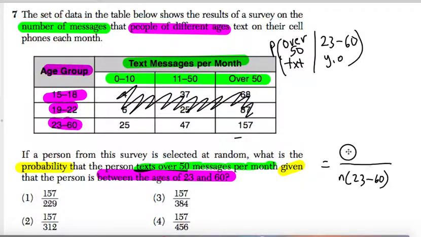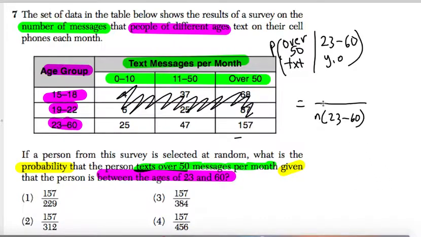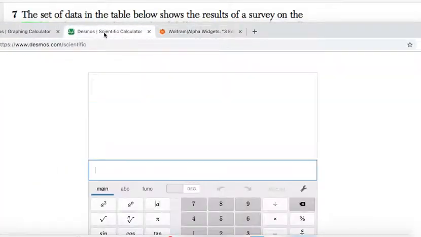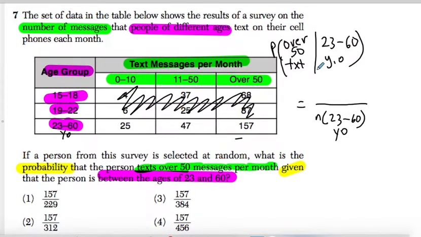So it's going to equal, we're only considering the ones that are between 23 and 60 years old, right? That's the age group. So we're going to add these three values, right? So let's add them real quick. 25 plus 47 plus 157 is 229. So our probability has to be out of 229. That's the number that's 23 to 60 years old.